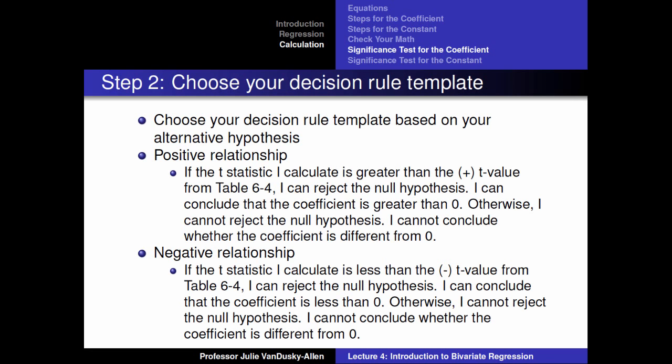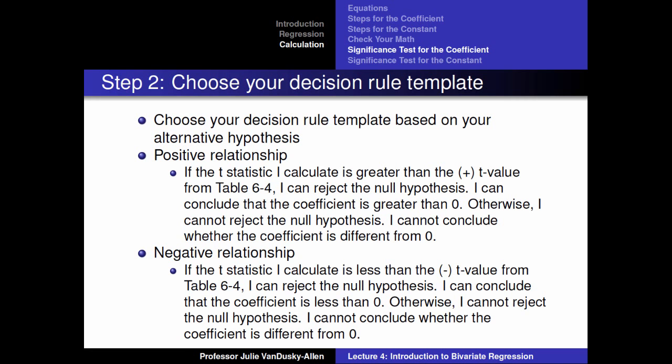The next step in determining whether b hat is significant is choosing our decision rule template. We choose our decision rule template based on our alternative hypothesis. If we expect a positive relationship between our independent and dependent variables, we choose the following decision rule. If the t-statistic I calculate is greater than the positive t-value from table 6.4, I can reject the null hypothesis. I can conclude that the coefficient is greater than 0. Otherwise, I cannot reject the null hypothesis. I cannot conclude whether the coefficient is different from 0.